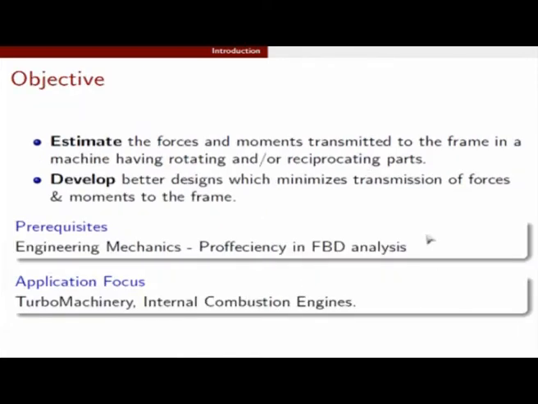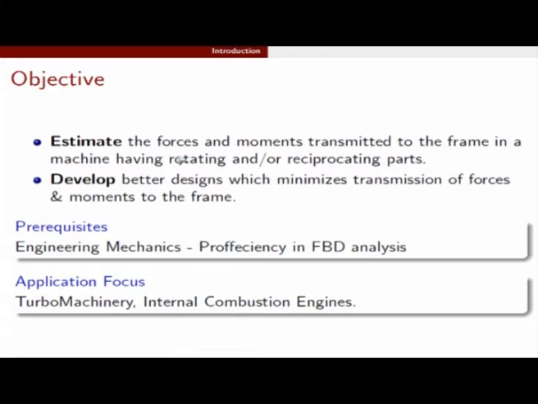So with that, let us take our final objectives for this upcoming session. We will try and estimate the forces and moments which are transmitted to the frame in a machine which has rotating and/or reciprocating parts. We need an estimate of the forces. If we know that the frame has to bear an IC engine which is rotating at such and such speed with such and such gas pressure and so on, we should by the end of the session be able to estimate the forces and moments which are hitting the member.